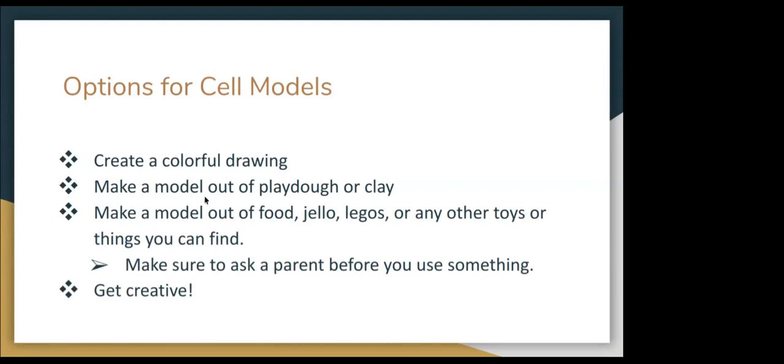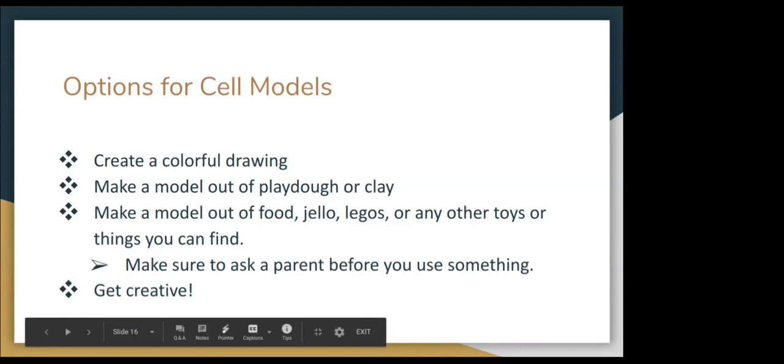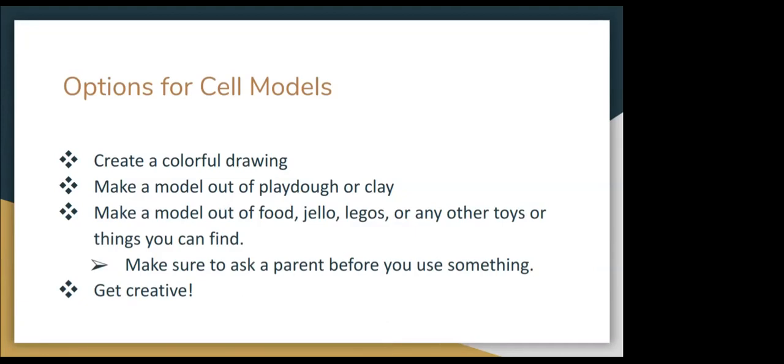You could choose to make a model out of Play-Doh or clay. Once again, you do need multiple colors, so you need to figure that out with that. Or you could use food like Jell-O, cake, Legos, or other toys, the things you can find. But if you're going to use other things to make this, make sure that your parent is okay with it. Ask them before you use something. Please get as creative as you can. I am excited to see what you guys come up with.